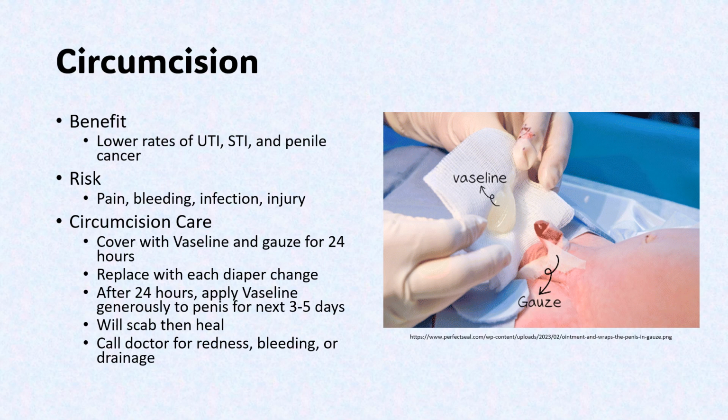After the first 24 hours, the gauze may be removed and the lubricant may be applied directly to the penis for 3 to 5 days. This helps keep the area clean and keeps it from sticking to the diaper. The penis will develop a soft yellow scab that will go away in a few days. If the penis develops any redness, swelling, bleeding more than a quarter size on the diaper, or drainage that does not go away, the parents should contact their healthcare provider.